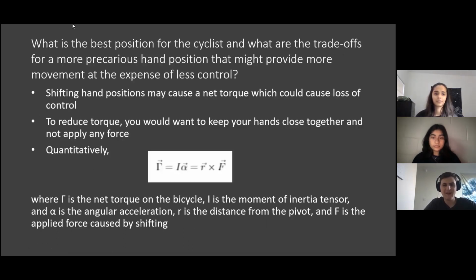We can also look at the hand position, which we didn't include in our original differential equation, so we decided to answer this question separately. We decided simply to consider the effect of the hand position instead of incorporating it by itself into the model. So namely, we're looking at the torque that arises from shifting hand positions. Mathematically, we can look at the torque as the cross product between the distance from the pivot and the force applied. This implies that applying the force at a right angle would cause the greatest torque and hence the most instability, which is what we want to avoid. So we can conclude that the best hand position would be to keep your hands close together and not move them extensively. Next slide.